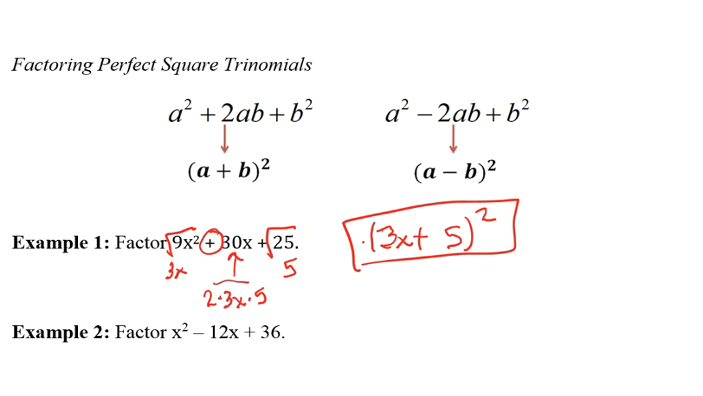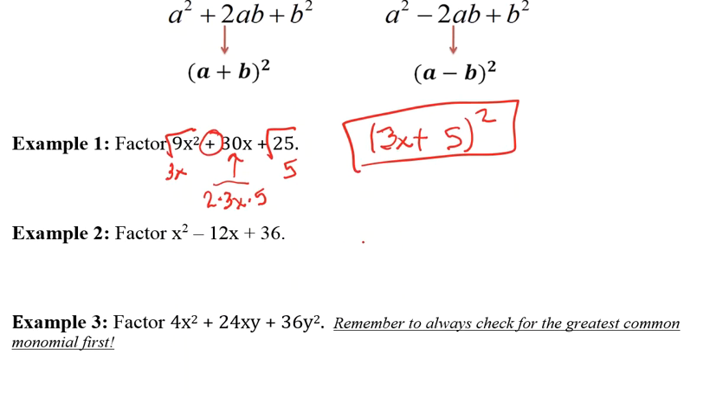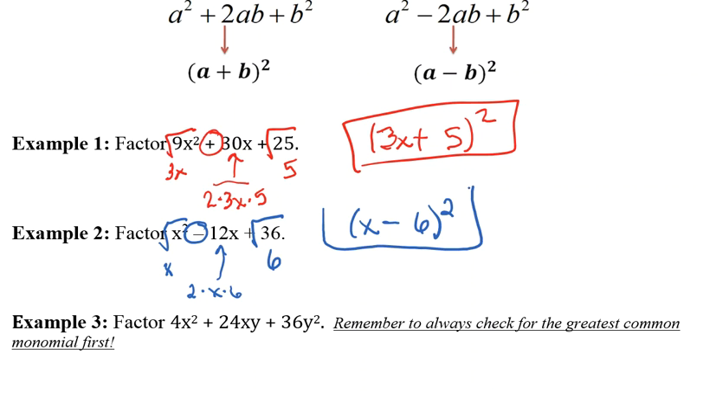So I'm undoing that pattern. If we go to the next one, we have to do the same process to check it out. We're going to square root x squared. That's easy, that's x. Square root 36, that's 6. Now check out the middle. 2 times x times 6. 2 times 6 is 12. 12 times x is 12x. So we're good to go. So the first term is x. The second term is 6. The sign is the front sign, which is a minus.